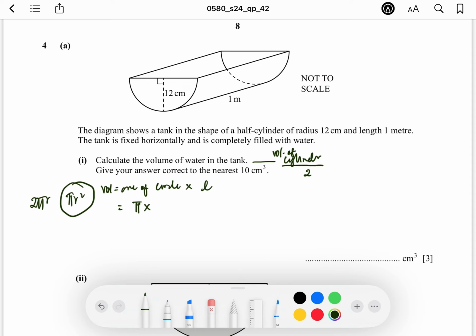We just substitute. What is the radius given? So 12 square times, what is the length? 1 meter. Can we proceed? No, because the units are not the same. So 1 meter is 100 centimetres. So that's 144 pi times 100, so that's 14400 pi. Now teacher leaves it as pi because I don't want to deal with many decimal points. Okay, we'll do that later.